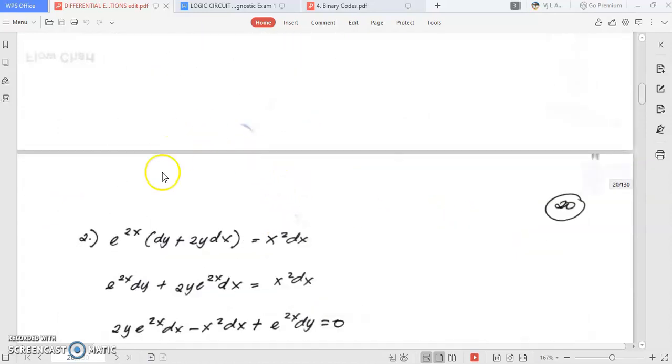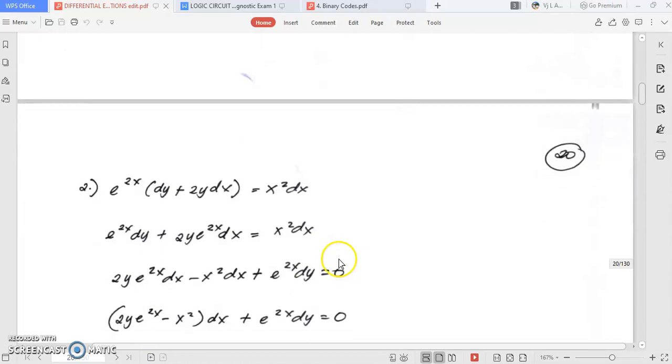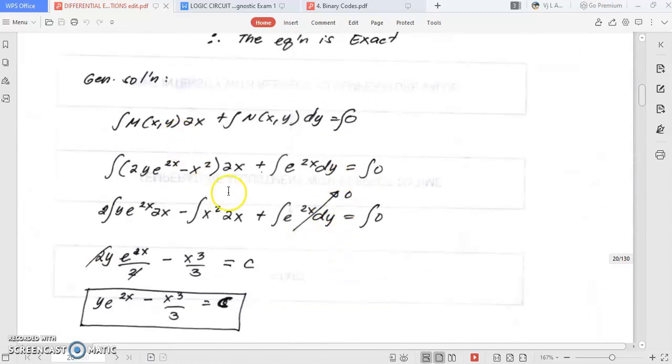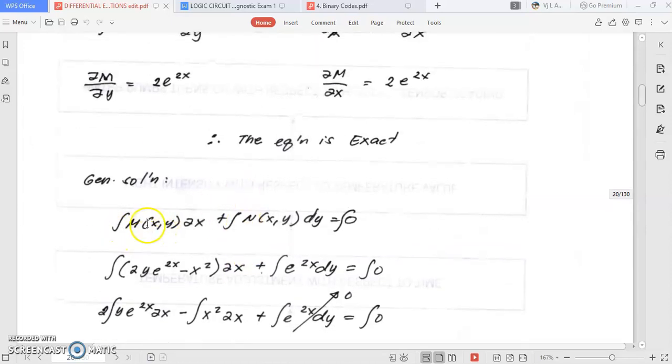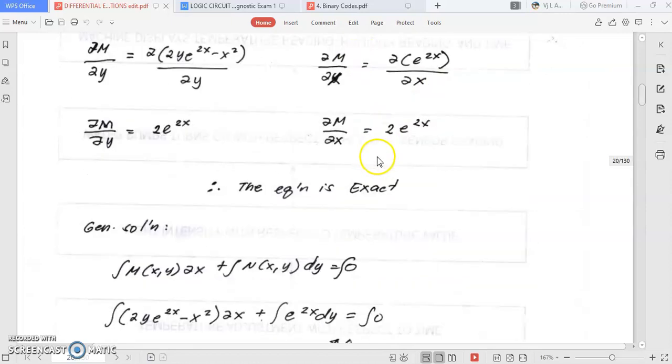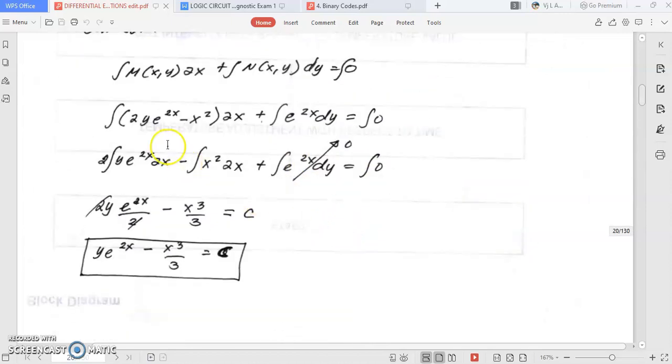Therefore, this given differential equation could be solved by the exact differential method. So by that, we will use the general solution for exact DE. Copy the general form, but your x will be partial. Then, our M is equivalent to this one. So, we copy. And our N is equivalent to e raised to the power of 2x. So, we copy. After that, we distribute your partial of x. So, distribute here, distribute here.